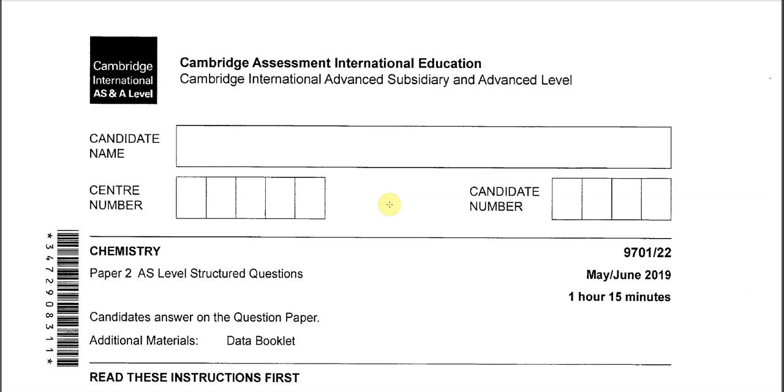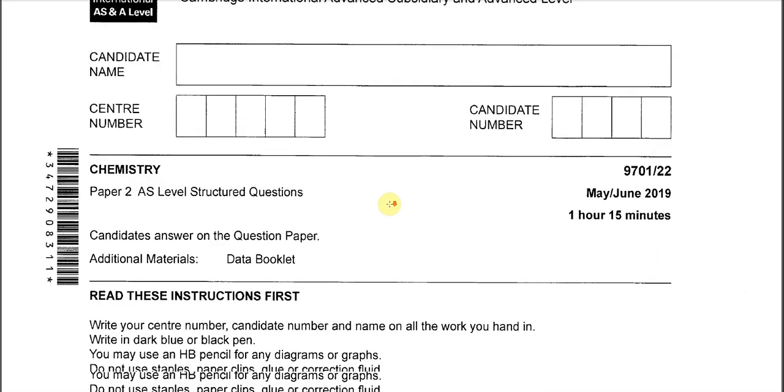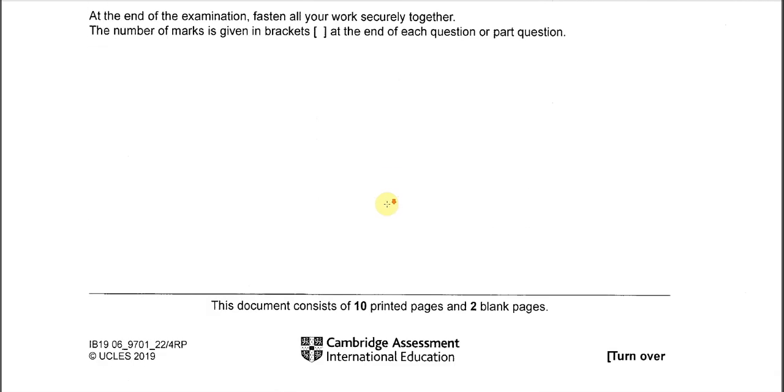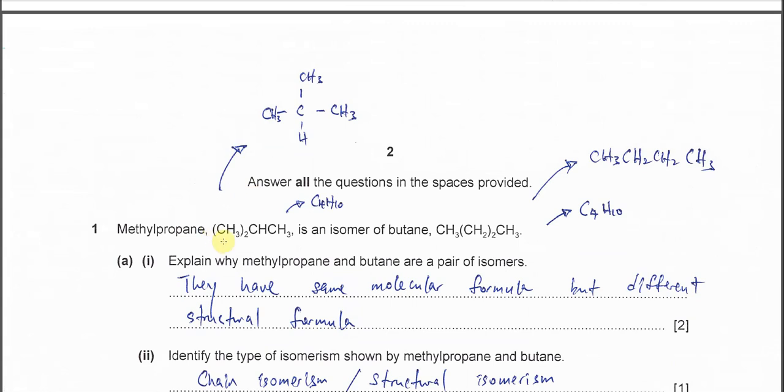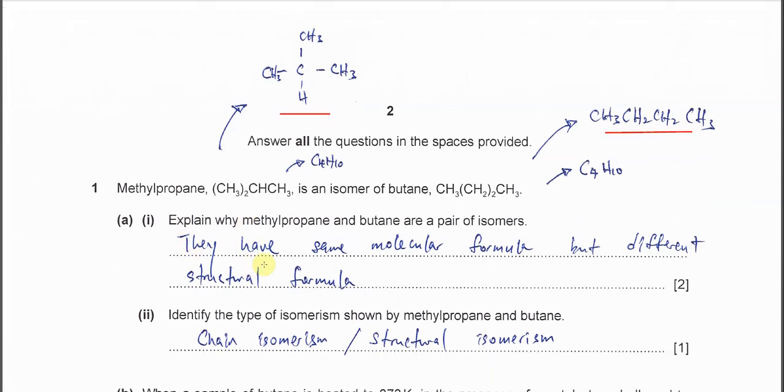May/June 2019, Paper 2, Variant 2. Question 1. Methylpropane, this one, is an isomer of butane, this one. Part 1. Explain why methylpropane and butane are a pair of isomers.